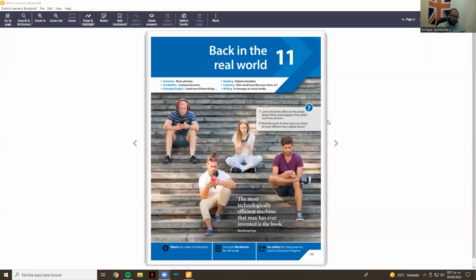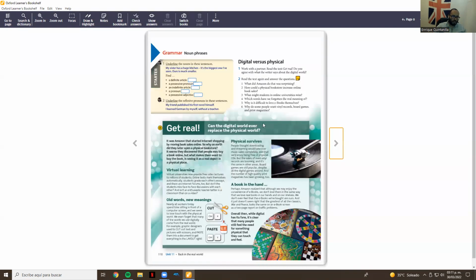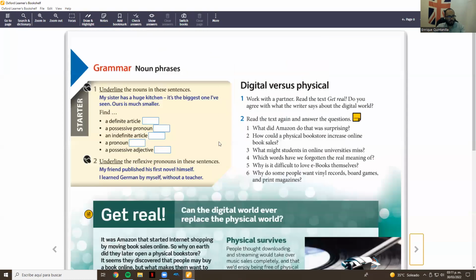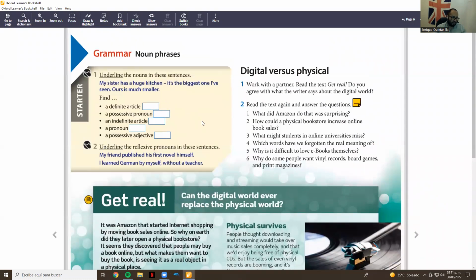So I'm going to start sharing our book, which is on unit 11. Yesterday we checked the video introduction of the unit, and today we're going to talk about noun phrases. The first activity suggests identifying and underlining the nouns in the sentences.